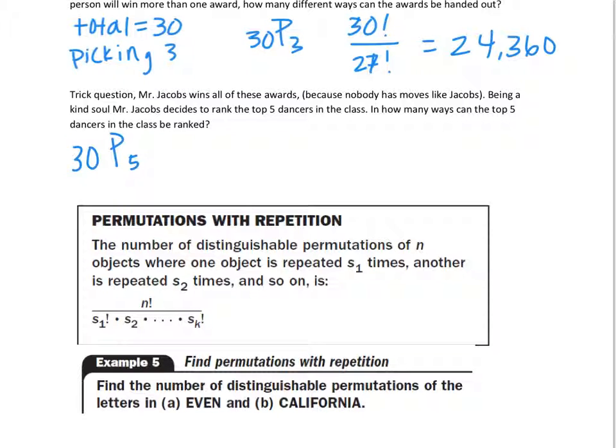So you could either do 30P5, or you could use the factorial button, 30 factorial over 30 minus 5, which is 25 factorial. We would get a pretty big number here: 17,100,720 different ways we could rank the top 5 dancers in our class.